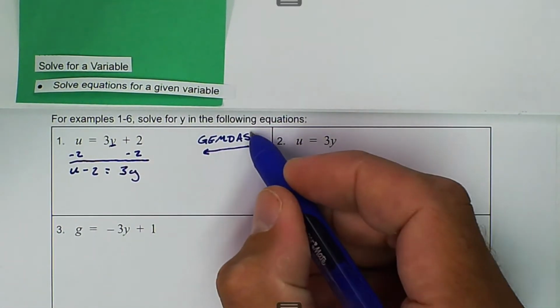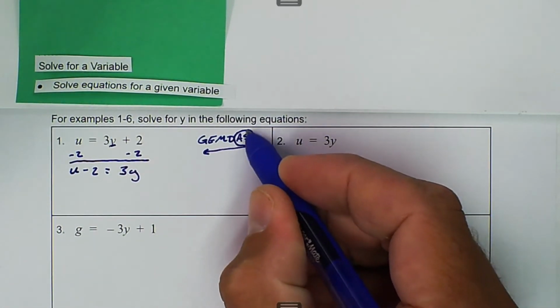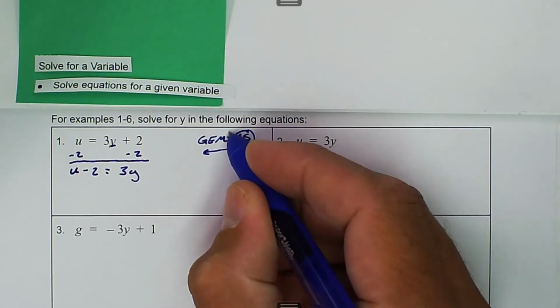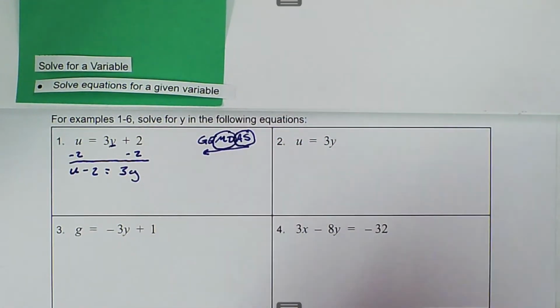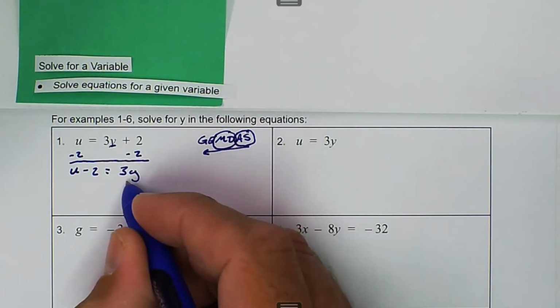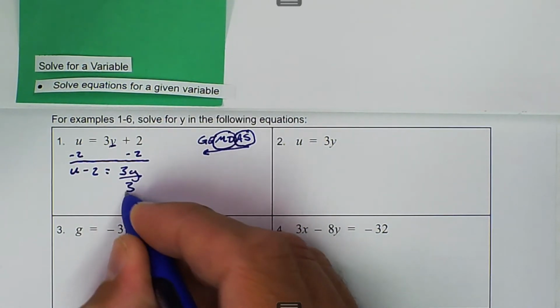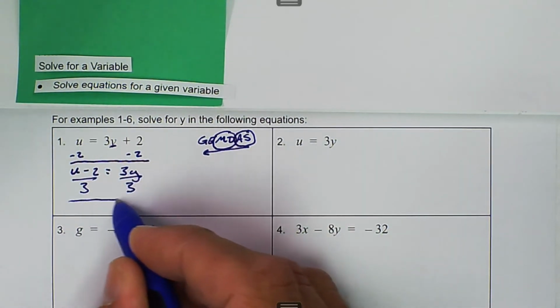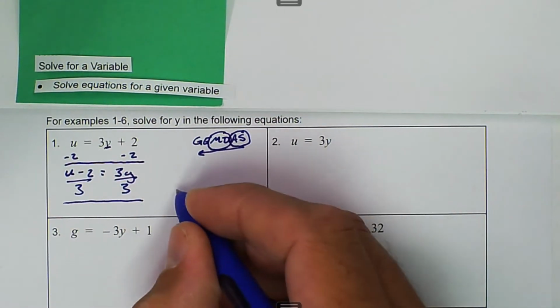As we go down, we just did addition and subtraction. Now we can see on the right side, we have multiplication. In order to undo multiplication, we use division, so we divide both sides by 3. And then this is going to be the nice part that I think you guys will enjoy. We're going to be done.